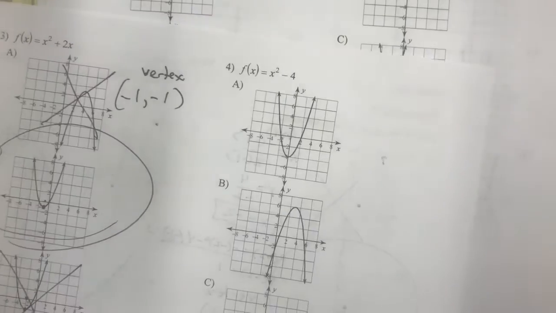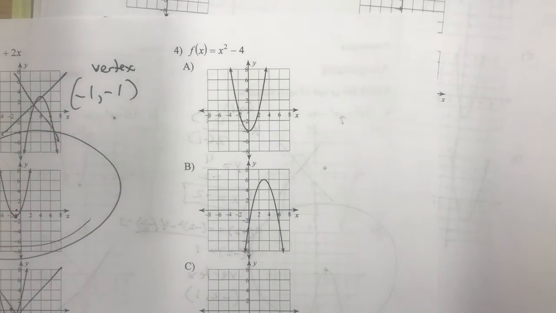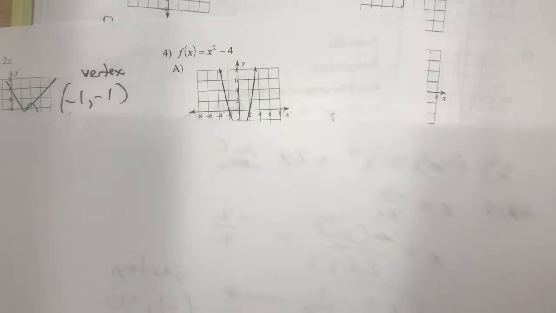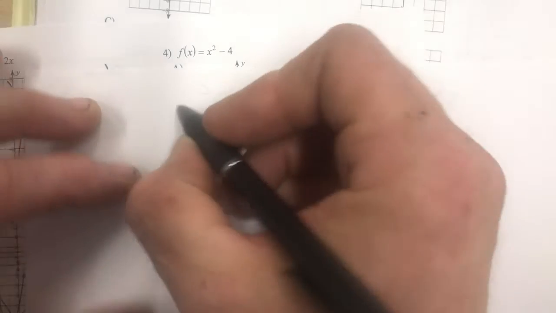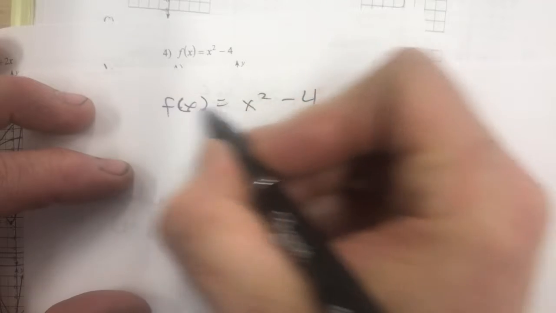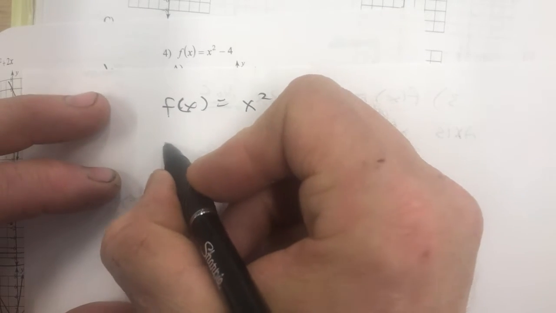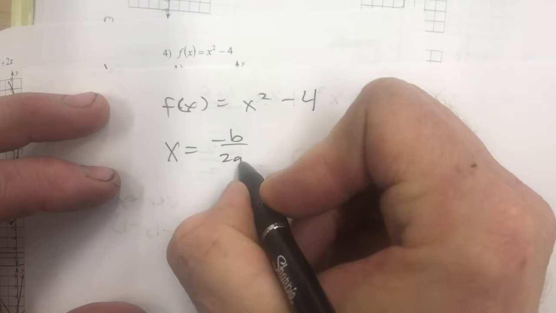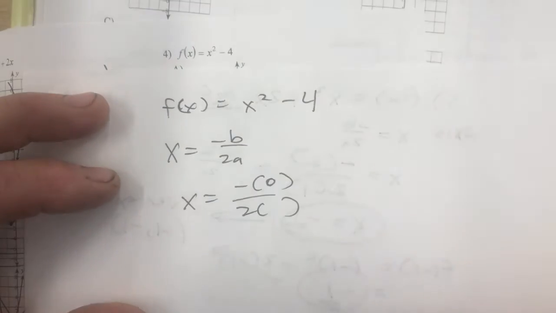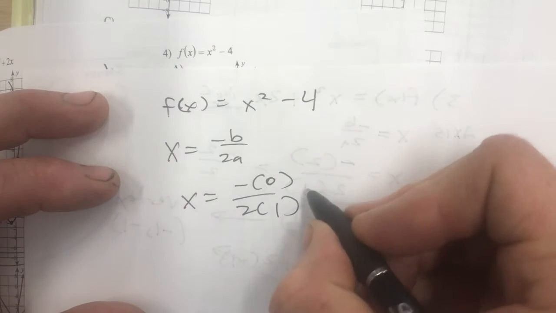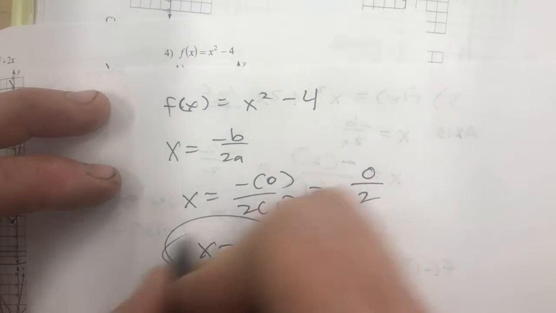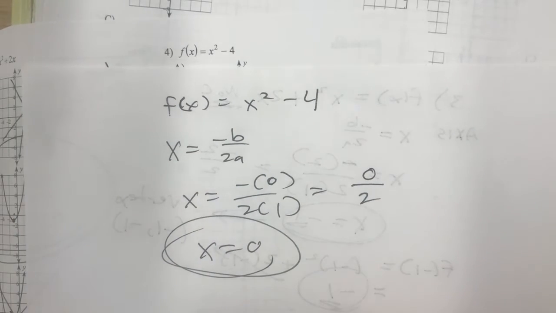Okay. Number 4. Here we'll do another one. Oh, look at this one. This one has no b this time. So, all right, f of x equals x squared minus 4. We have no b on this one, which means when I do my axis of symmetry, negative b over 2a, my b is 0 because I don't have a b. My a is 1. So that means I'm going to have negative 0, which is 0, over 2, which is 0. So x equals 0 is my axis of symmetry for this one.